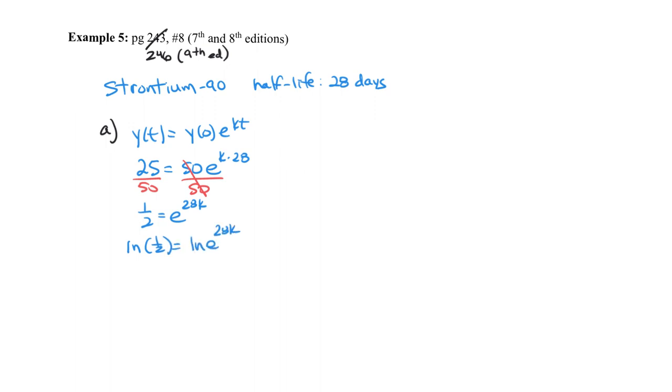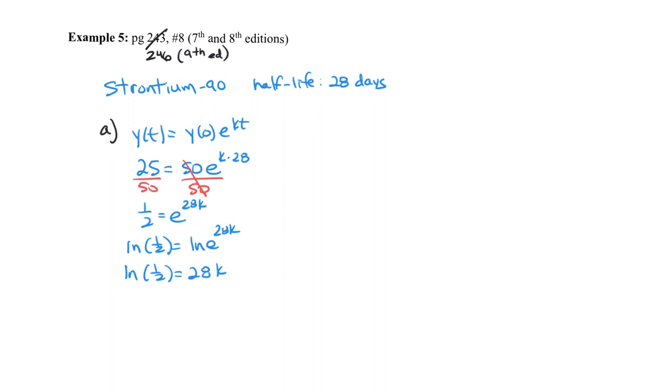And then do the same as last time. Once we have this, I can bring this down because of the rules of logarithm. So we get natural log of 1/2 equals 28k times the natural log of e. But we already know the natural log of e is just 1. So when I bring this down, I have 28k times natural log of e. This is just 1, so I'm just going to erase that. I don't even need it. So basically I have this.